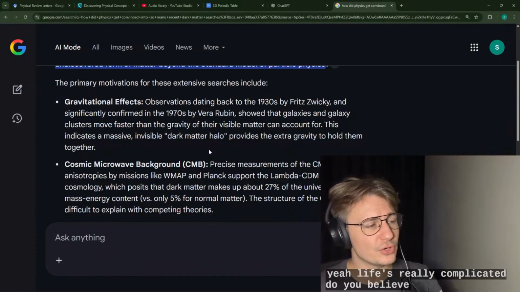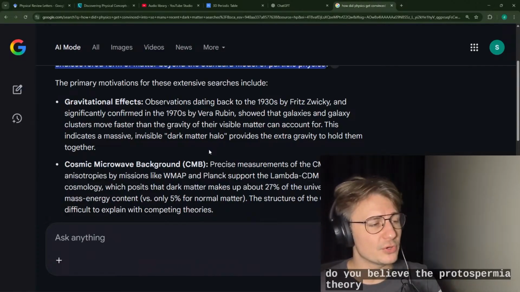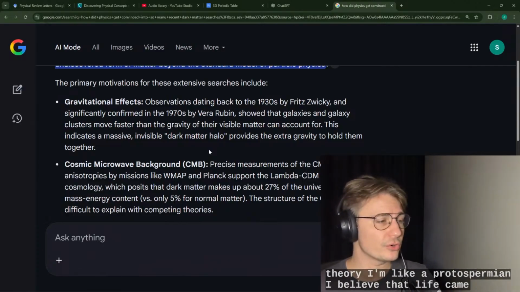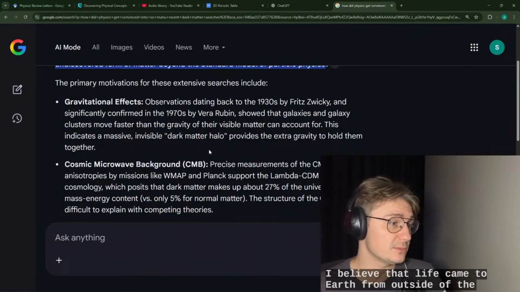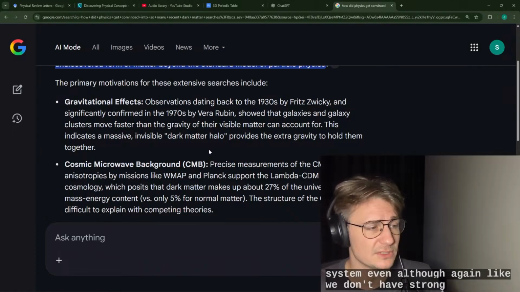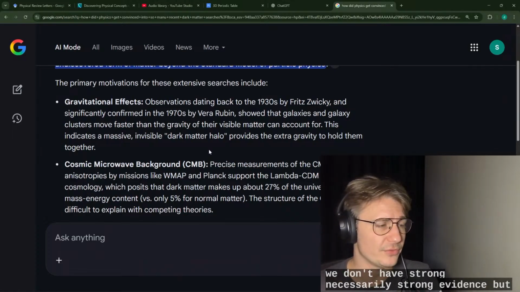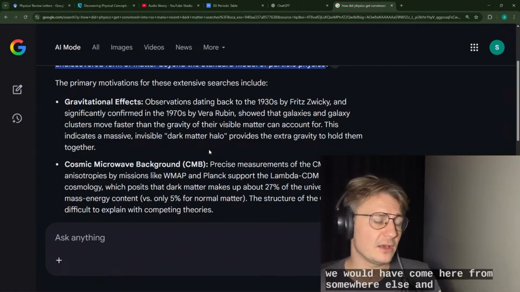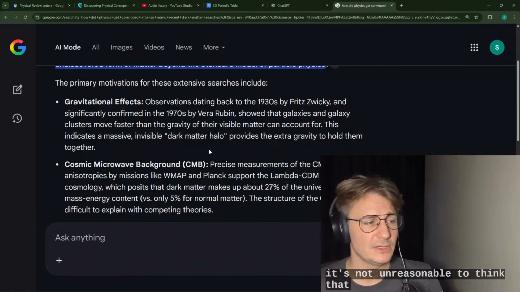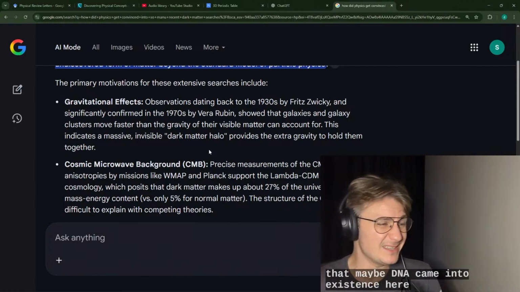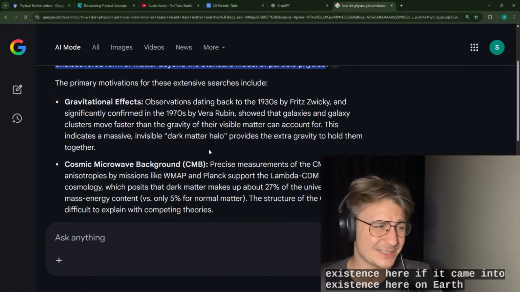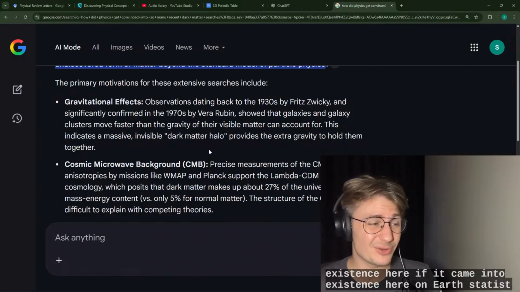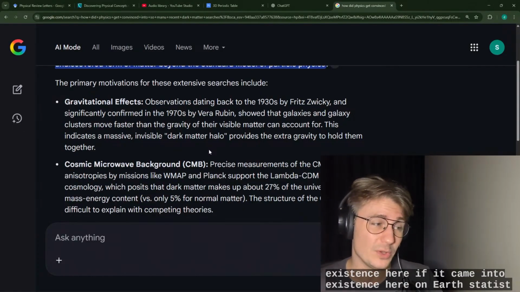Do you believe the panspermia theory? I'm like a panspermian. I believe that life came to Earth from outside of the solar system even. Although, again, we don't have necessarily strong evidence, but from all of the things I've learned, it seems most reasonable statistically that we would have come here from somewhere else. And although it's not unreasonable to think that maybe DNA came into existence here, if it came into existence here on Earth, statistically speaking, it probably came into existence somewhere else in the universe as well, and therefore in probably an infinite number of places, and therefore is possibly able to spread from one place to another.